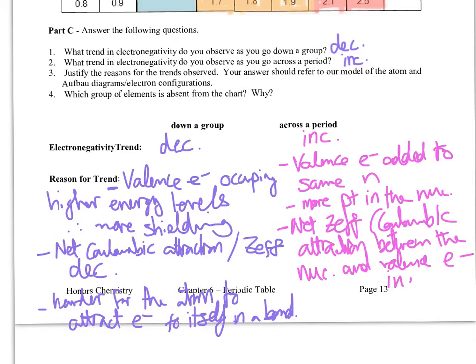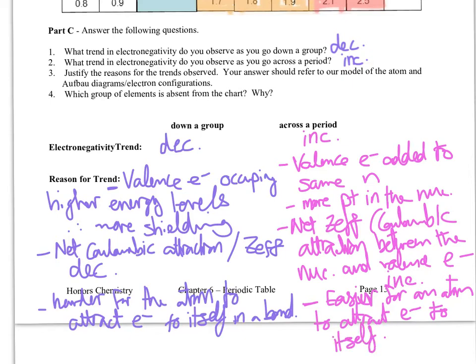increases, and because there's more attraction from the nucleus on the valence electrons, it is easier to attract electrons to itself. So easier for an atom to attract electrons to itself in a bond.